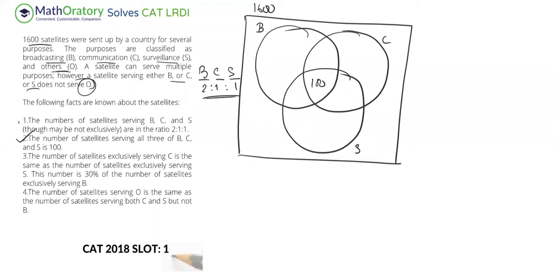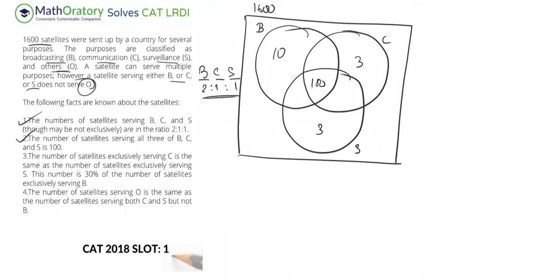What else do we know? Third one tells us, so 1 and 2 are done. Third one is saying, the number of satellites exclusively serving C is the same as the number of satellites exclusively serving S. This number is 30% of the number of satellites exclusively serving B. So what does exclusively mean? Only C, only S, only B, right? So the only C and only S are equal, and these two are equal to 30% of this number. So implying that this and this are in this ratio, 10:3:3. So if this is 10, then this is 3, this is 3.